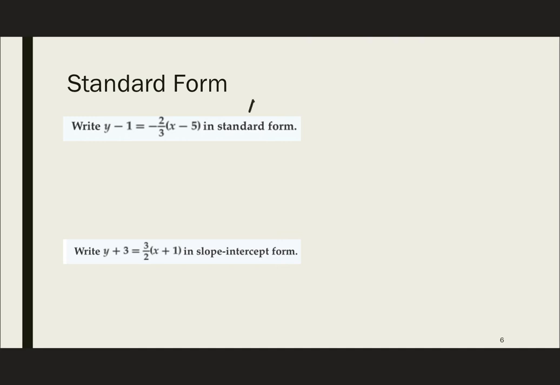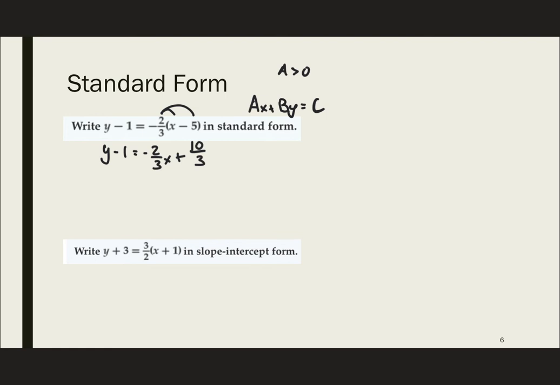So as a reminder, standard, ax plus by is equal to c. It has to be in that order. And don't forget, a needs to be positive. So let's do this. First off, I'm going to take this number and I'm going to distribute into the parentheses. That's going to give me y minus 1 is equal to a negative 2 over 3x plus, negative times a negative is a positive, 10 over 3. Remember, the whole number gets multiplied to the numerator.